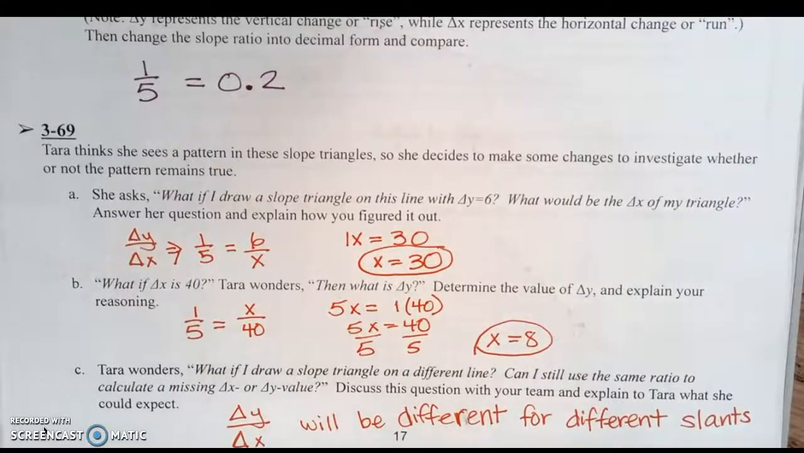Question 69 says, Tara thinks she sees a pattern in these slope triangles, so she decides to make some changes to investigate whether or not the pattern remains true. She asks, what if I draw a slope triangle on the line with a change in y of 6? What would be the change in x of my triangle? Answer her question and explain how you figured it out.